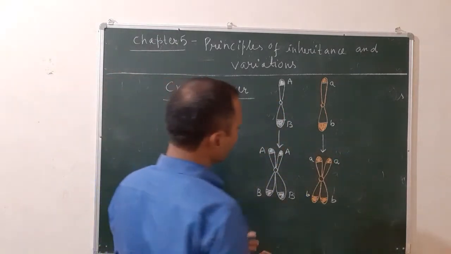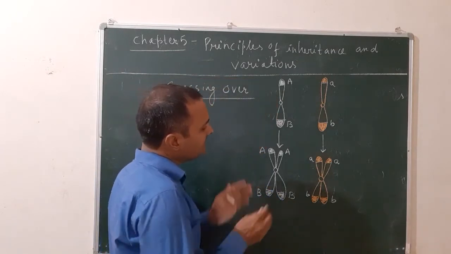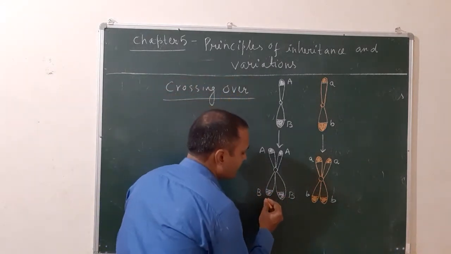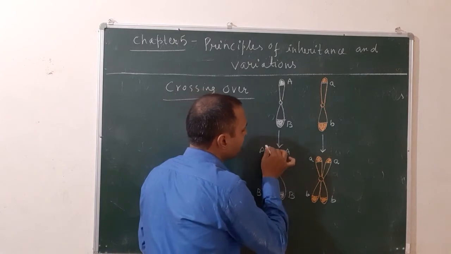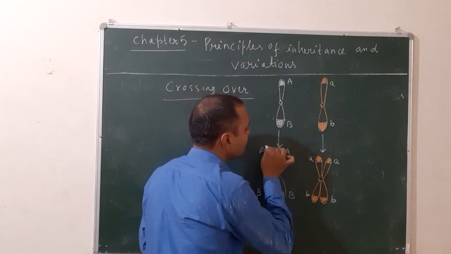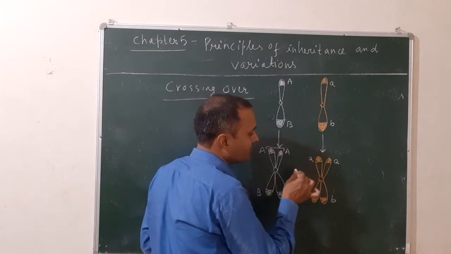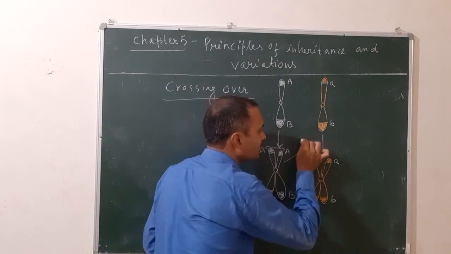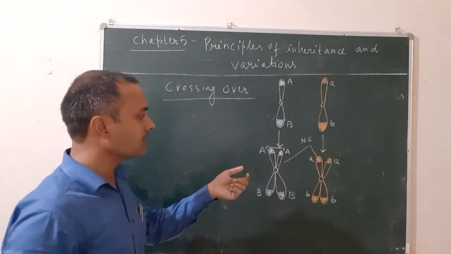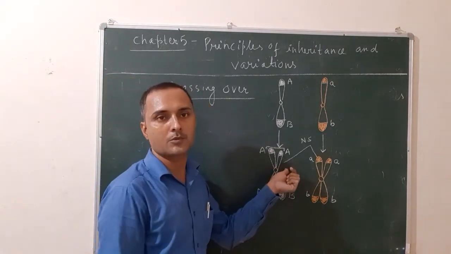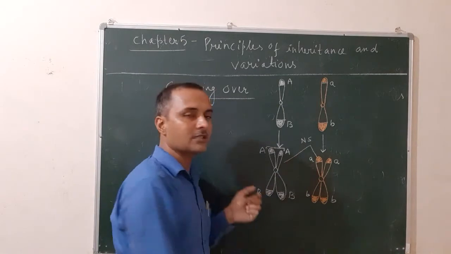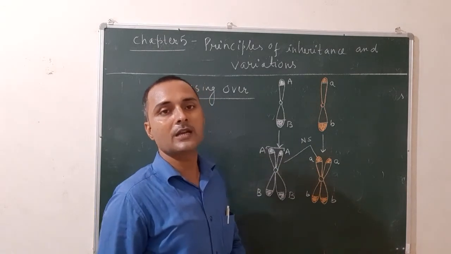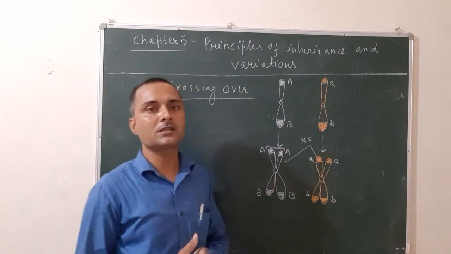Then after the duplication, there is an exchange of genes. These two chromatids of the same chromosome are known as sister chromatids, and the chromatids of different chromosomes are known as non-sister chromatids. What are non-sister chromatids? The chromatids that belong to different chromosomes of a pair. And what are sister chromatids? The chromatids that belong to the same chromosome. Crossing over always takes place between the non-sister chromatids.